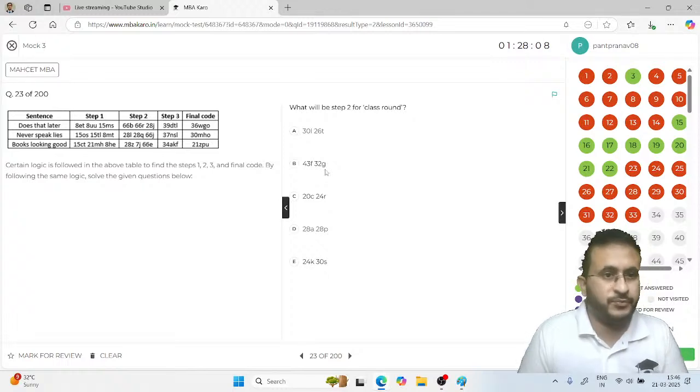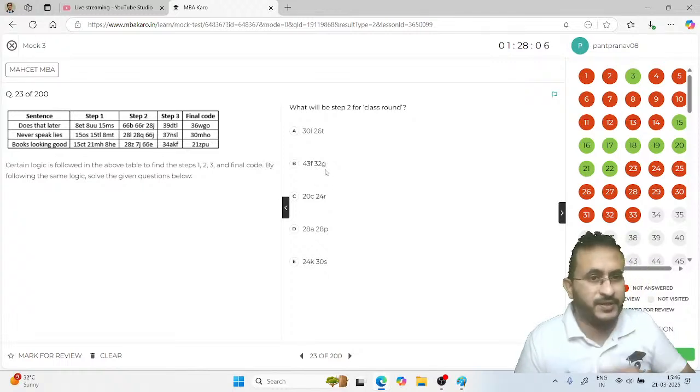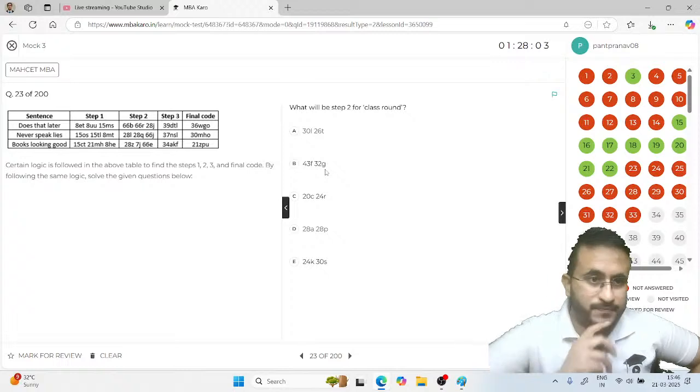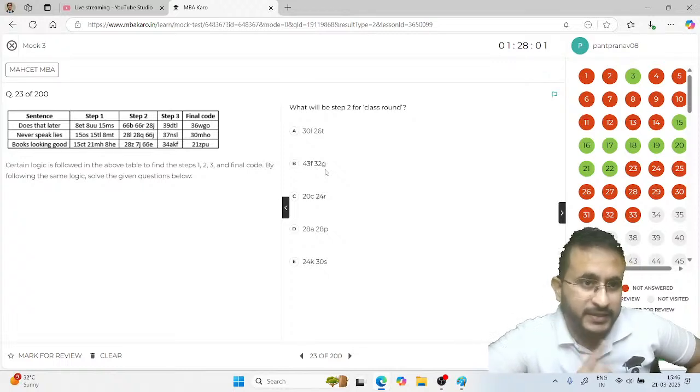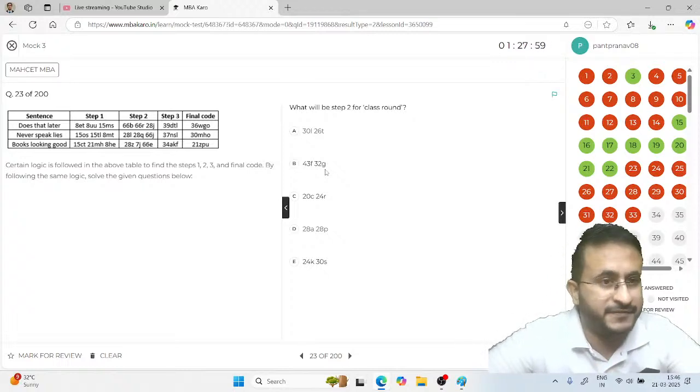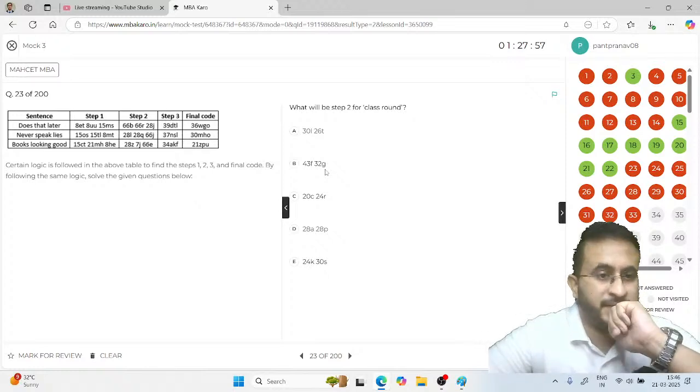So this is input output. Step 8, 8, 8, 15. Never speak lies.